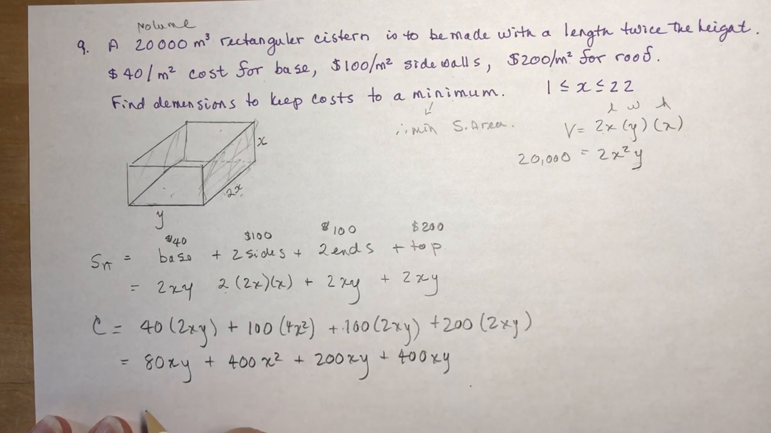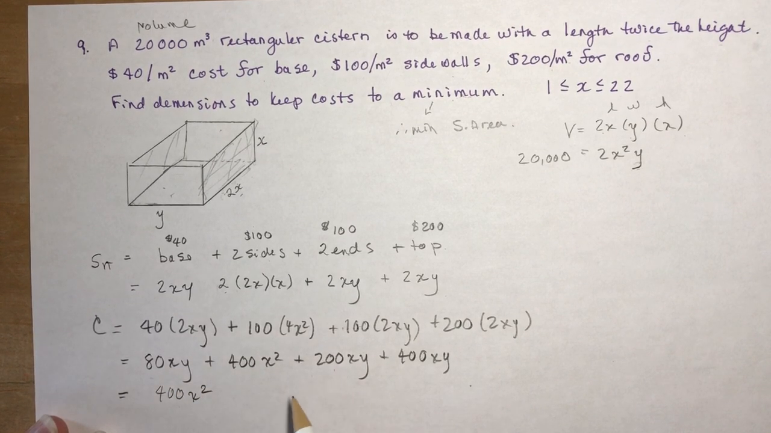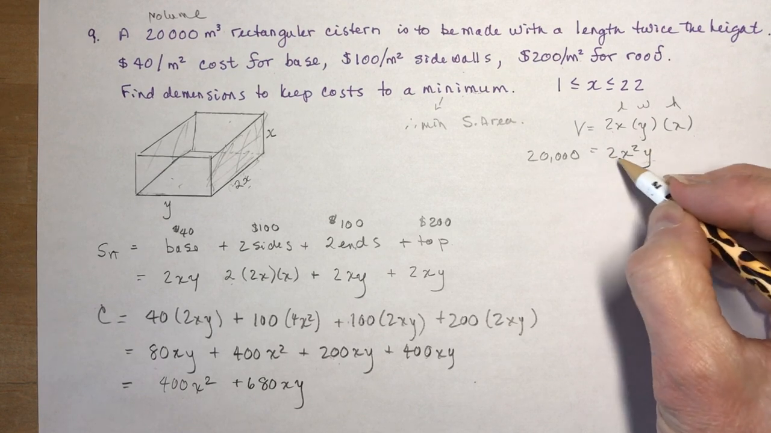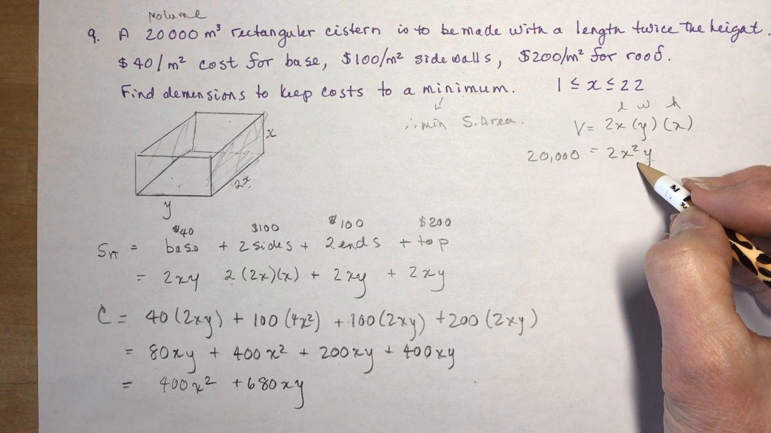Okay, so now I have to do something about this y value, right? We could simplify this a little more because we have some xy's here. So we have 400x squared, and we have 680xy's. So simplify as much as you can before you plug in the y. You've got lots of mess to deal with. And we said y here, so we didn't solve for y yet, did we?